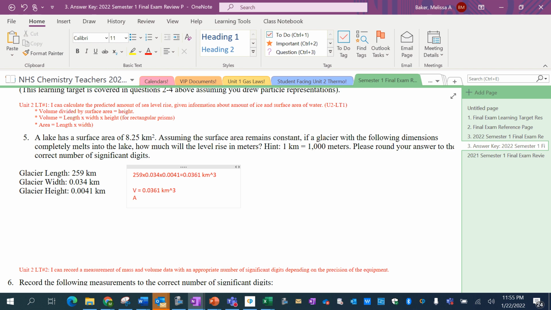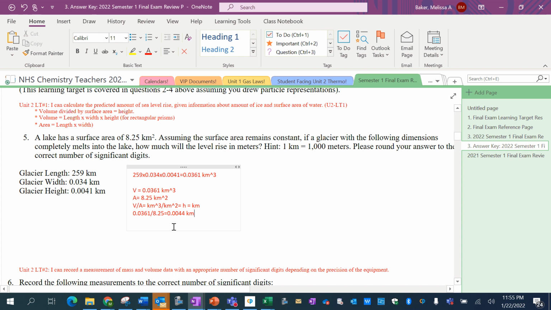And we know the surface area is 8.25. Volume divided by area, which would be kilometers to the third divided by kilometers to the second, is going to equal the height of the sea level rise in kilometers. So we need to do 0.0361 divided by 8.25. There's 2 significant digits on these and 3, so our answer should have 2. So that kind of comes out perfect.